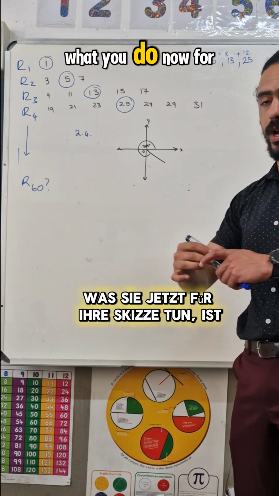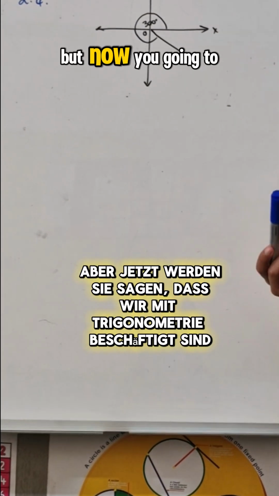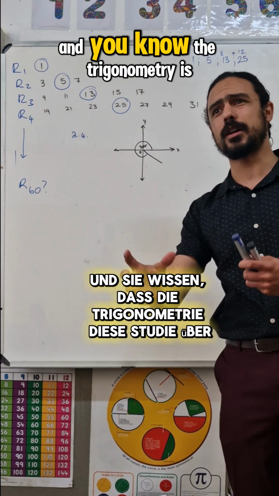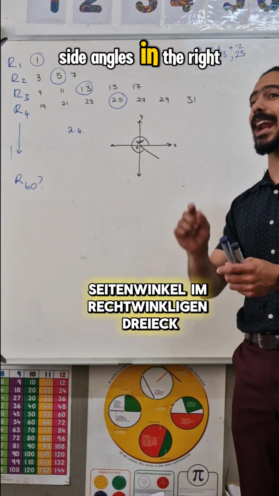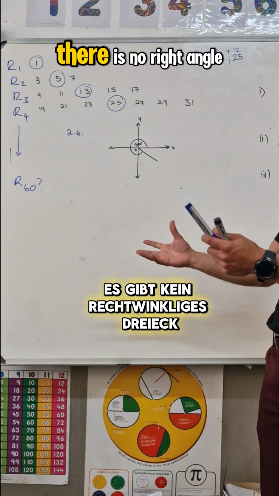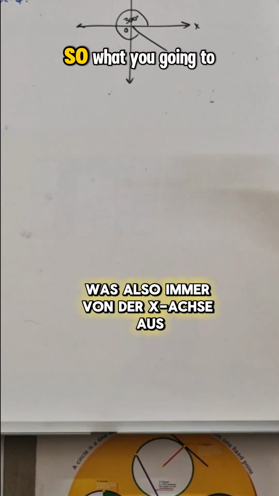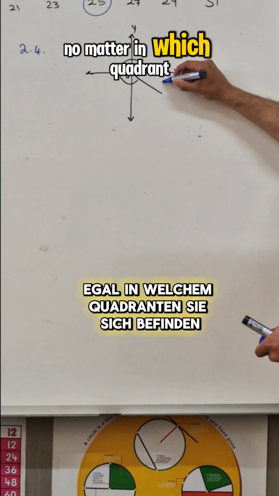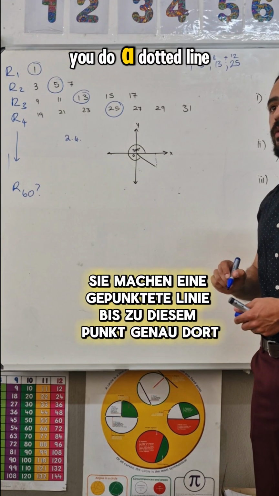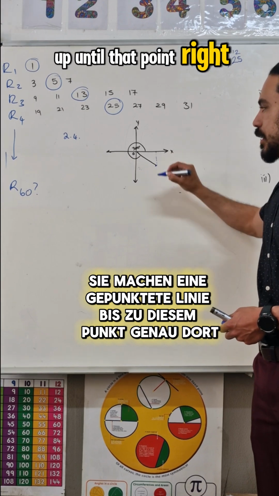Alright, so what you do now for your sketch is, but now you're going to say, we're busy with trigonometry, and we know that trigonometry is the study of sides and angles in right angle triangles. But now you're going to say, sir, there is no right angle triangle. So what you're going to do, always from the x-axis, no matter in which quadrant you are, is draw a dotted line up until that point right there.